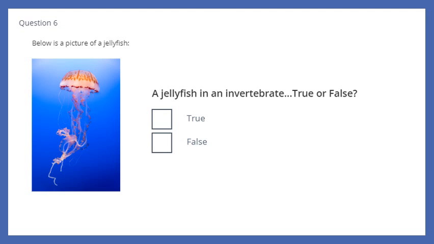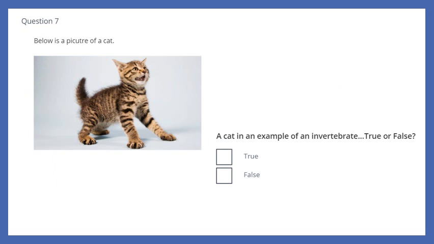Question 6. Below is a picture of a jellyfish. A jellyfish is an invertebrate. True or false? Sorry, I have some typos here. A, true, B, false. Question 7. Below is a picture of a cat. A cat is an example of an invertebrate. True or false? A, true, B, false.